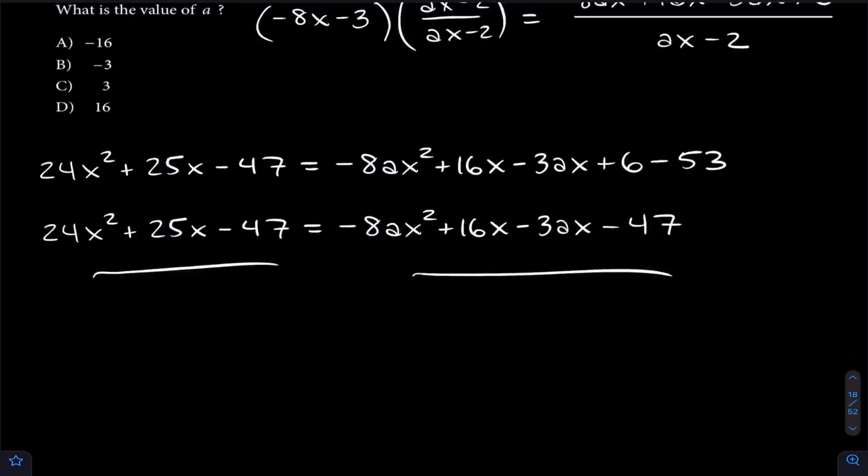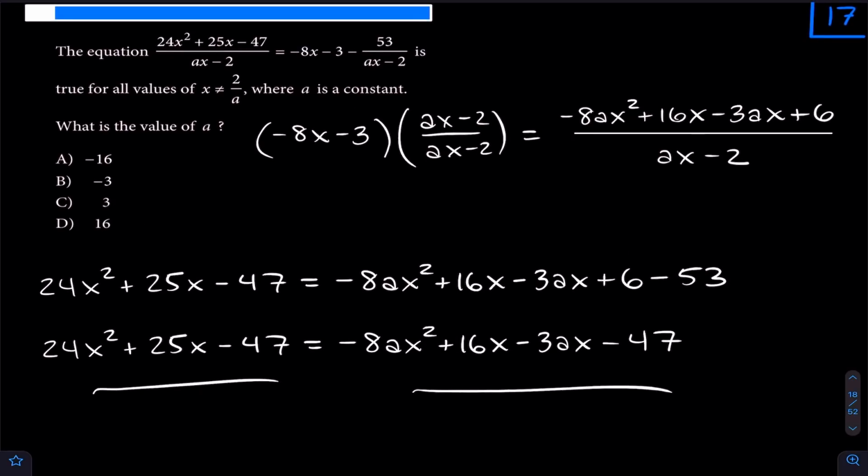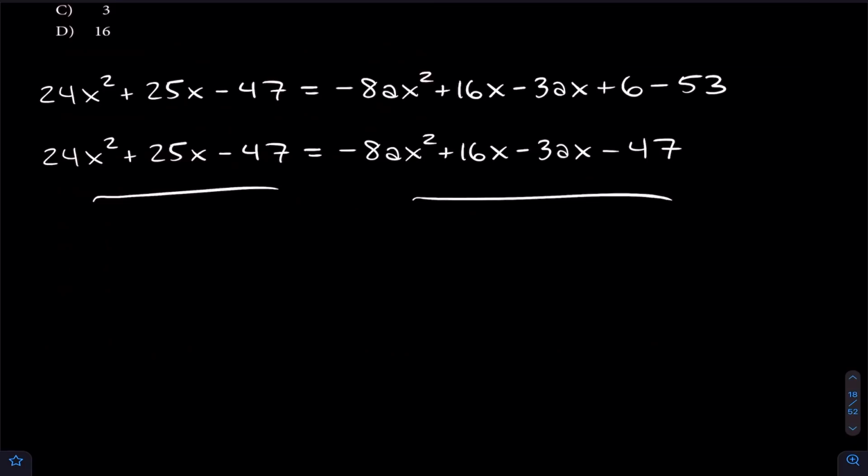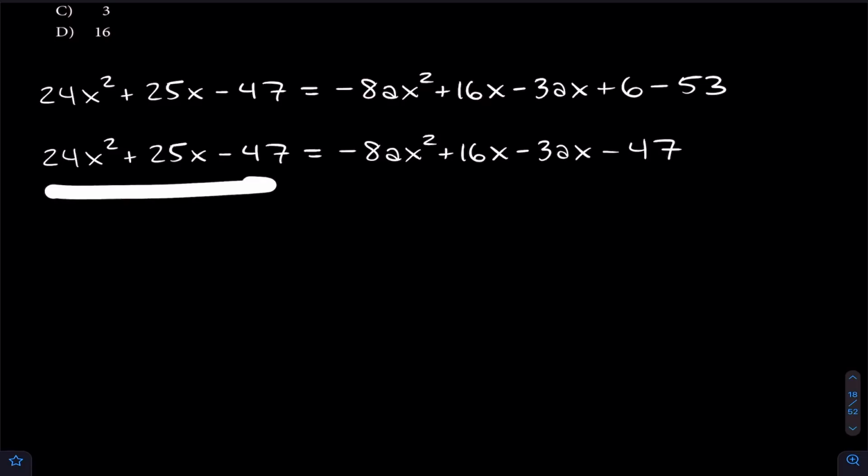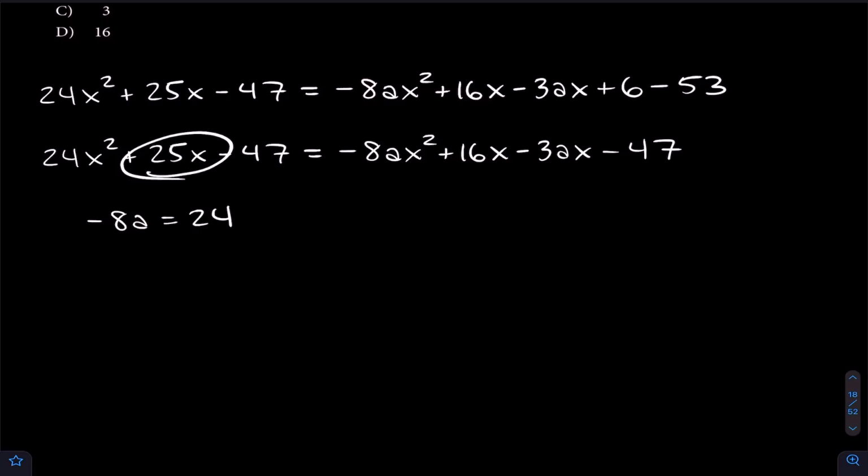Because these things are the same, it's not just for one or two values of x. It's all values of x that are just not this. So, x equals 1, 2, 3, 4, 5, whatever. That all works, just not this one. And so if these are going to be the same for all values of x, the only parabola that can be equal to this is itself. That means that this negative 8a needs to be a 24. So that on this side, we also get a 24x squared.